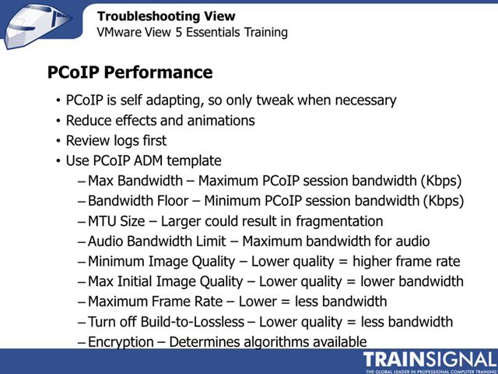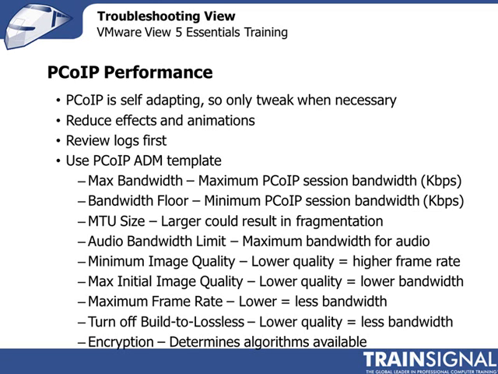This list represents the main settings that you'll want to tweak for PC over IP performance, but is by no means exhaustive of all the settings that are available. If you're running into bandwidth constraints, two of the quickest ones to modify could be your max bandwidth and your bandwidth floor, which represents the maximum and minimum bandwidth that will be given to PC over IP. Also take a look at the MTU size, which you can use to enable jumbo frames.